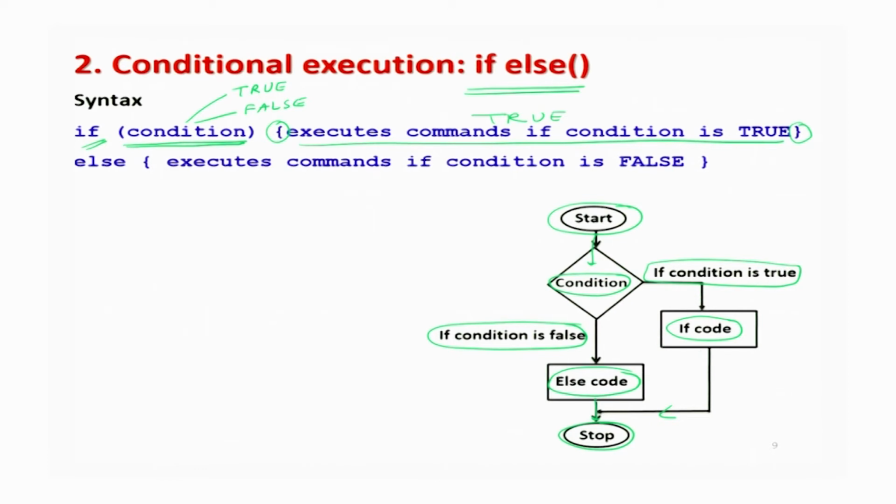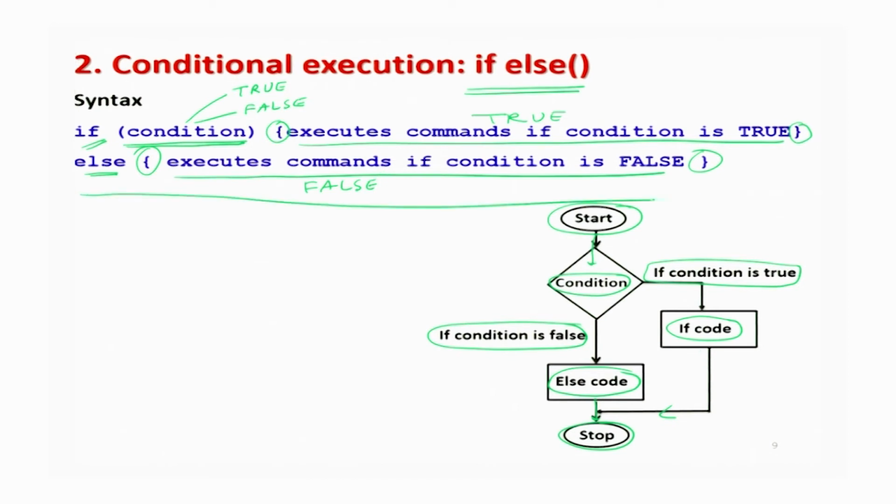After that you write here else, ELSE, all in lowercase alphabets, and then within the curly brackets you write down the commands which you want to execute when this condition is false. That is a very simple thing, a sort of extension of the if condition, where you are adding one more syntax for the else.